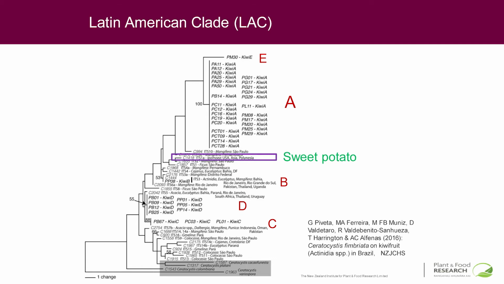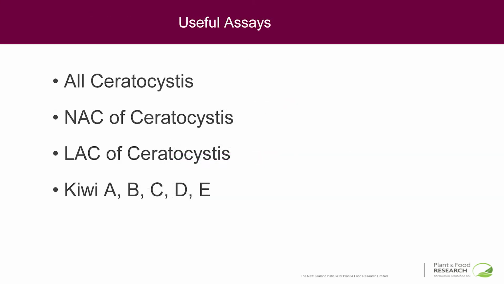clade. And the big problem for us in developing an assay is you can see the sweet potato isolate is sort of smack bang in the middle of that. So in terms of devising an assay, ideally we'd like one that excluded that, but in reality, for a general one for that whole clade, I think that's a bit of an impossibility. Still a possibility that we could develop a specific one for the sweet potato, but at this stage that hasn't been done.